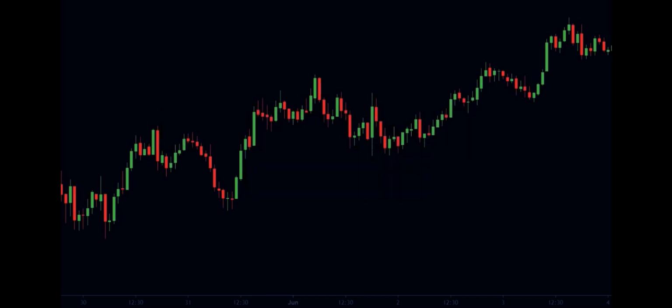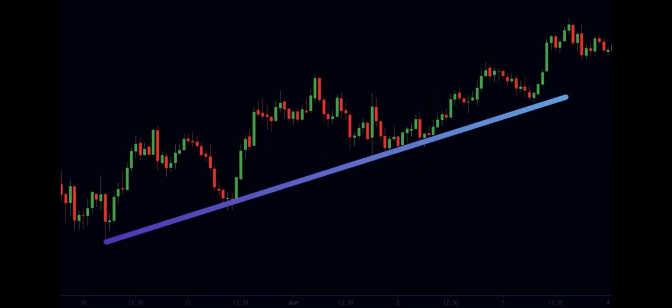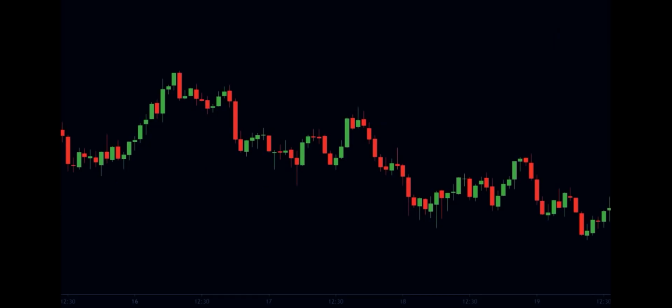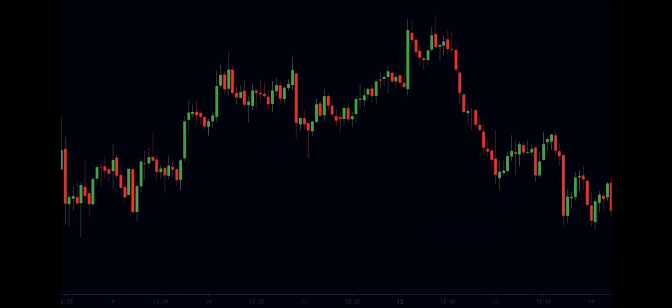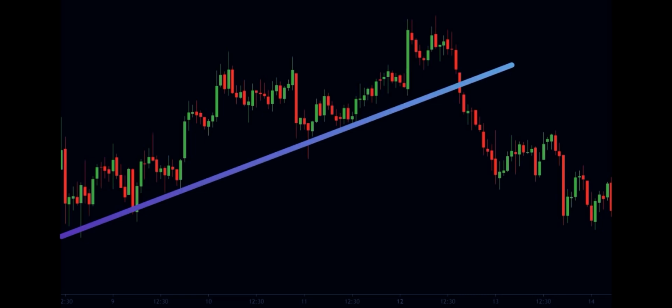changes. So, if the price is in an uptrend, we can create a trend line by connecting the recent swing lows of the market. Similarly, if the price is in a downtrend, we can create a trend line by connecting the most recent swing highs. So here, we see an uptrend. So, we mark the recent swing lows and stretch a trend line across.